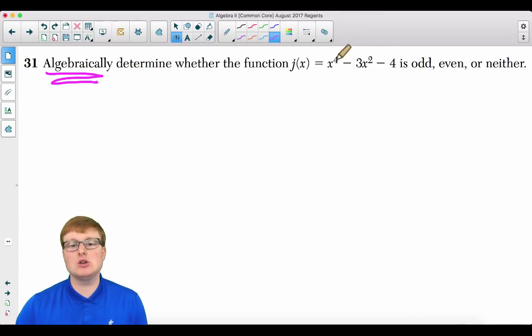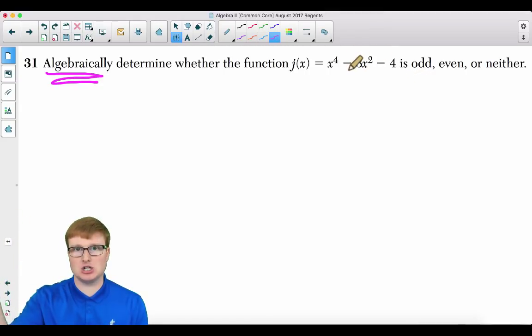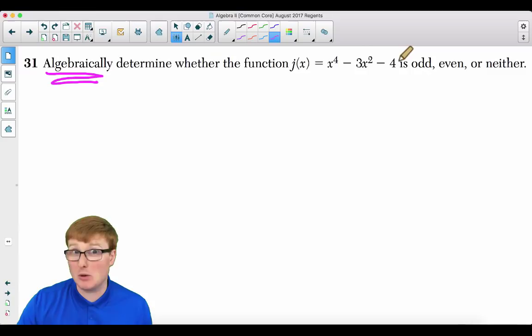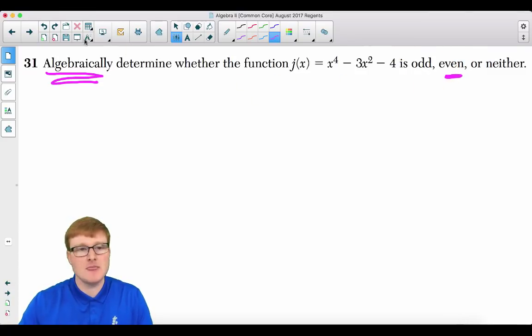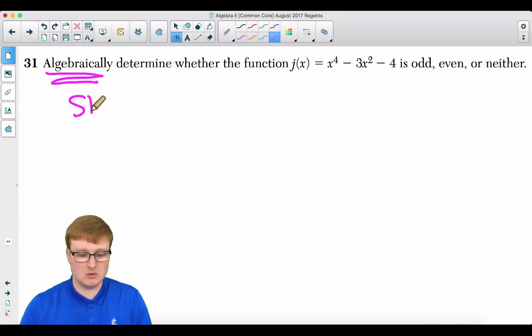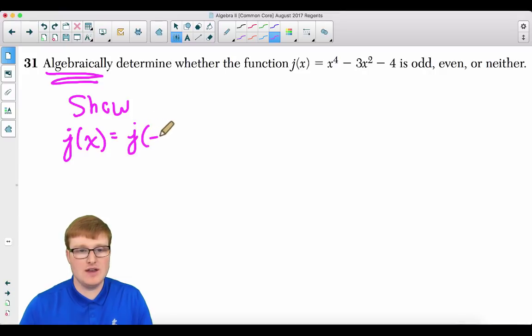Now, I'm sorry, you could look at this and say even function. It's the fourth power, the second power, and this is actually x to the 0 power, and 0 is an even number. So you know it's even, right? But it specifically says algebraically determine. So, unfortunately, you need to show that j of x is equal to j of negative x.